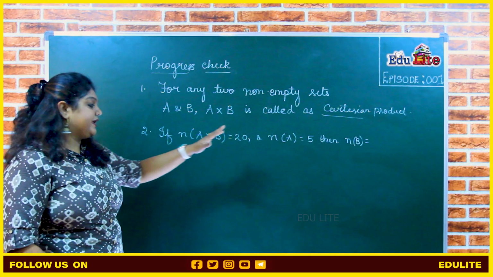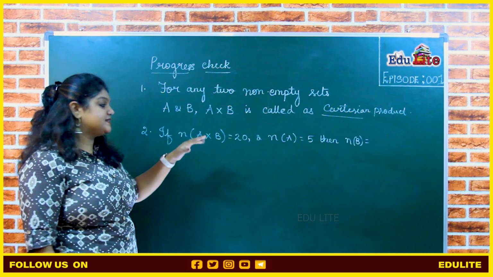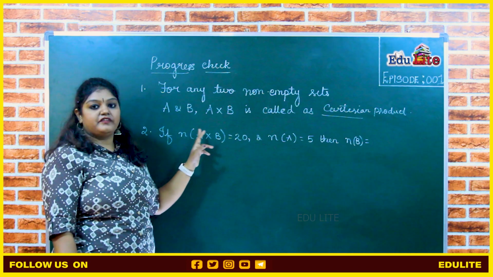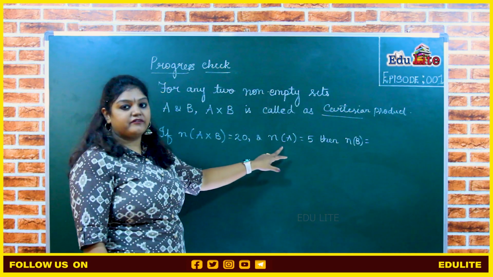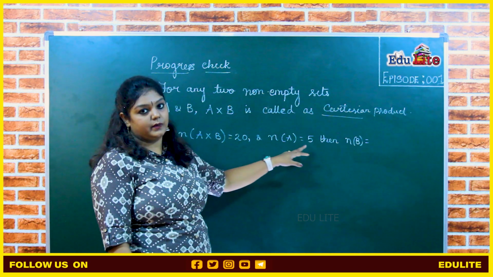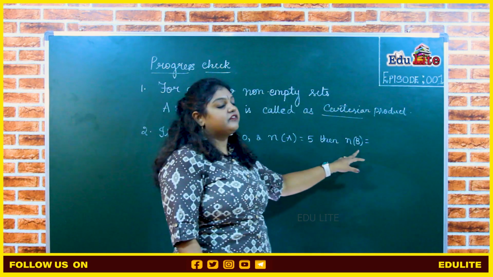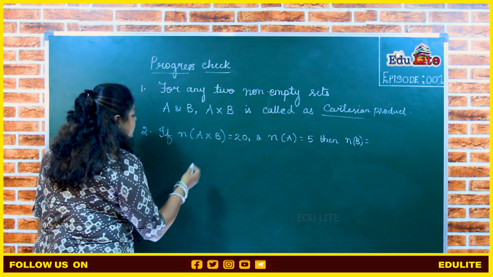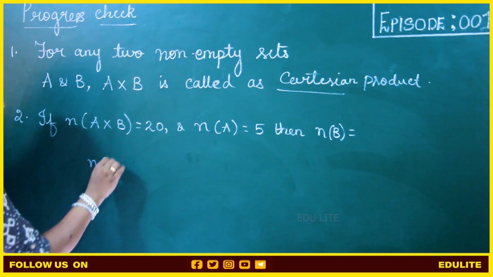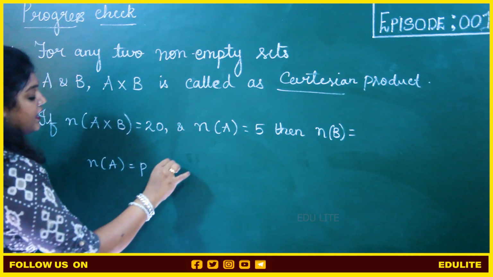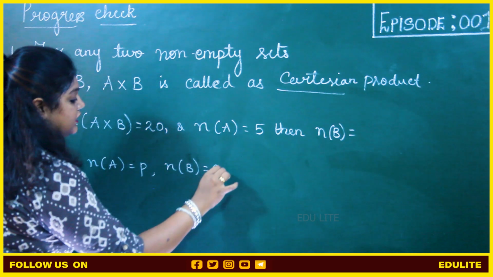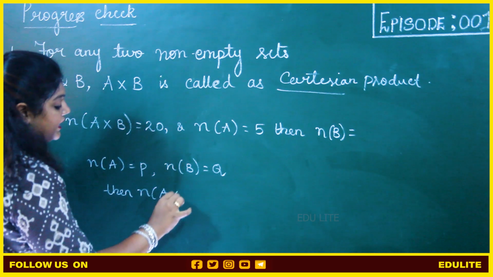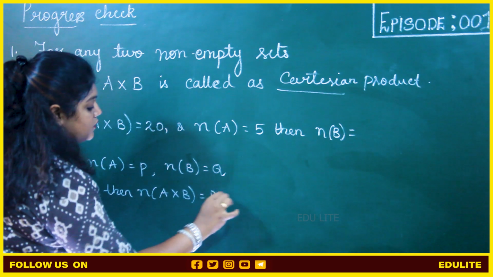Okay, now we'll solve the second problem. The question given to us is n of A cross B equals 20, which means the number of elements in A cross B is 20. And we are given another hint, n of A equals 5, and we need to find n of B from this. We all know how to find this because we have a formula: if n of A equals P and n of B equals Q, then n of A cross B equals PQ.